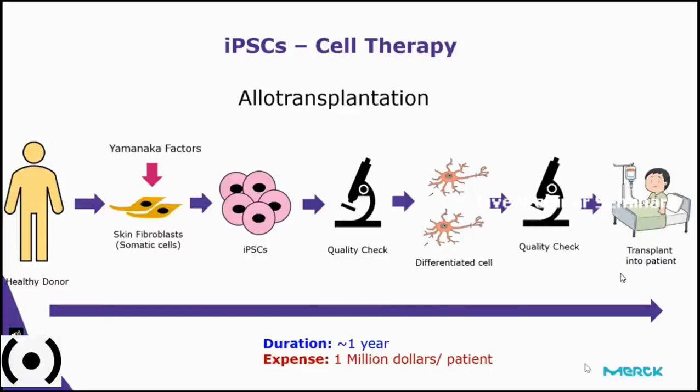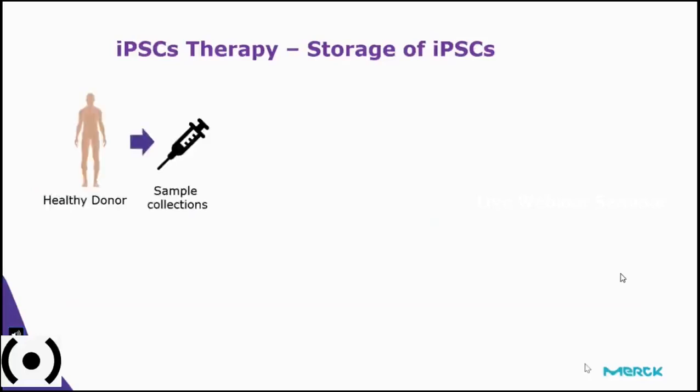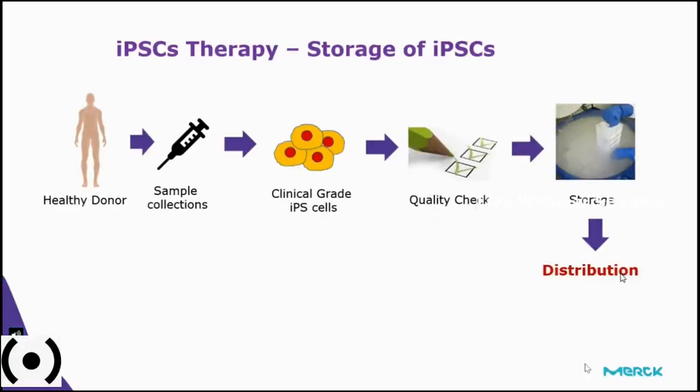Now, what did scientists think about how we can shorten the time period? They thought, why can't we store the iPSCs? We can generate iPSCs and store them. So there is a healthy donor, take the biopsy or blood samples, and convert them into iPSCs. These are the clinical grade iPSCs. You have to check the quality, and then after the quality check, you can always store them and then distribute.